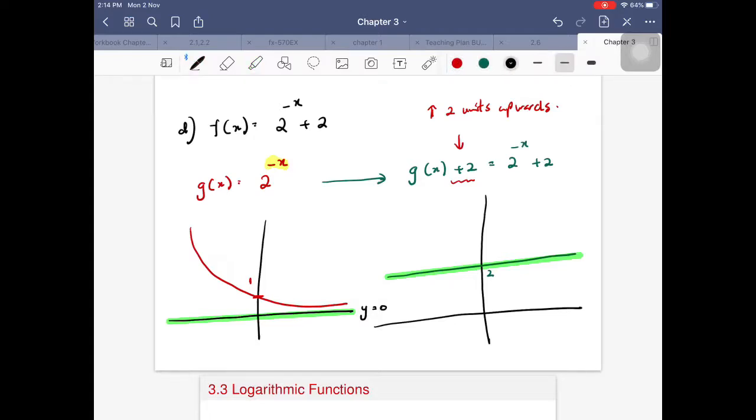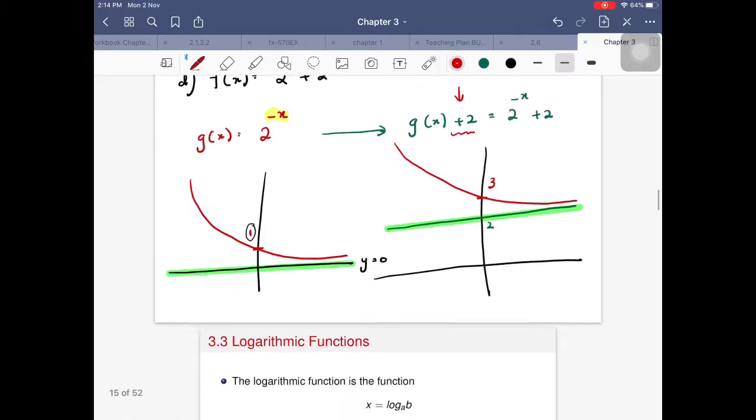But now the intercept as well. Previously the intercept was at 1. Now when I add 2 units, my intercept value is going to be at 3. So therefore when I sketch, it's going to look like this, and this is going to be a value of 3. That's it. So that is going to be the graph of 2 to the power of negative x plus 2. Basically I used the idea that we have used before for the case of transformation.